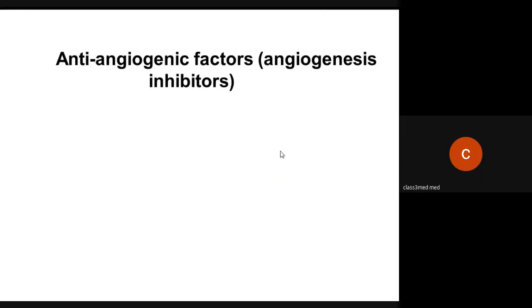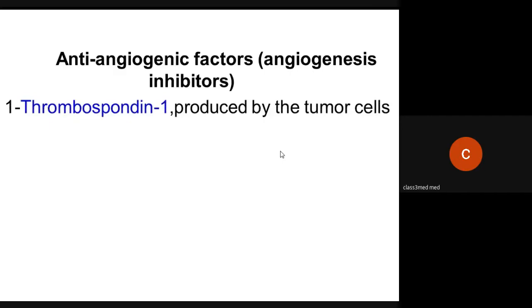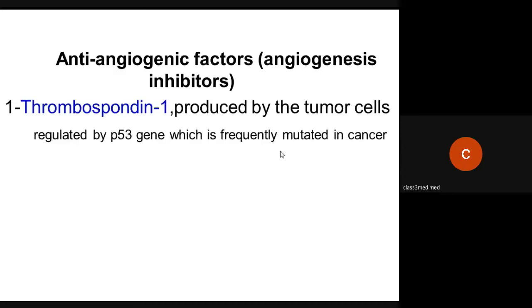The anti-angiogenic factors or angiogenesis inhibitors. The most important one is thrombospondin-1. And thrombospondin-1 is produced by the tumor cells. This is controlled by the P53 gene.